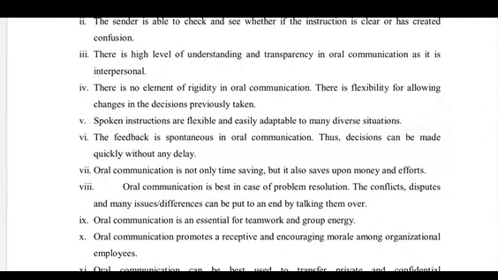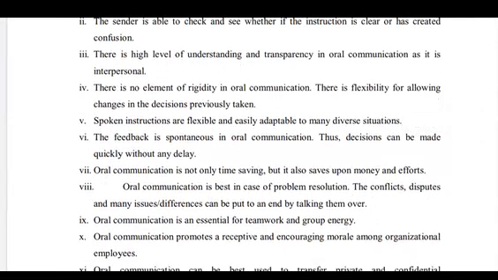Number 5, we can also say that spoken instructions are flexible and easily adaptable to many diverse situations, whereby even if a person cannot see, that person can hear and will understand the instruction. Also, it is very effective for a big number of people whom you might want to instruct. Another advantage of oral communication is that the feedback is spontaneous, and thus decisions can be made quickly without any delay, and that is why this kind of communication is the most effective.